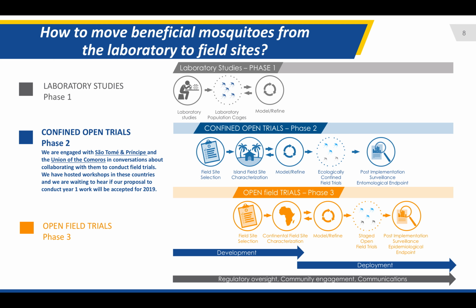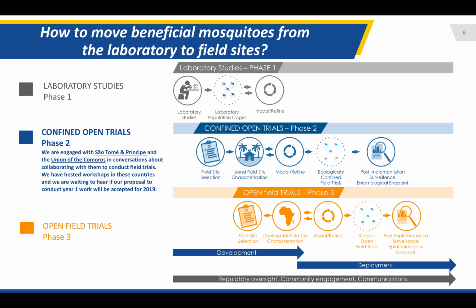How are we going to do this? We think that it's going to take 3 phases at least. We are currently in phase 1, which is the laboratory phase. We are developing, we are refining our gene drive systems. We are testing those systems in cage experiments in the insectary, and this will give us a lot of information to model or refine all the systems that we have in the laboratory.